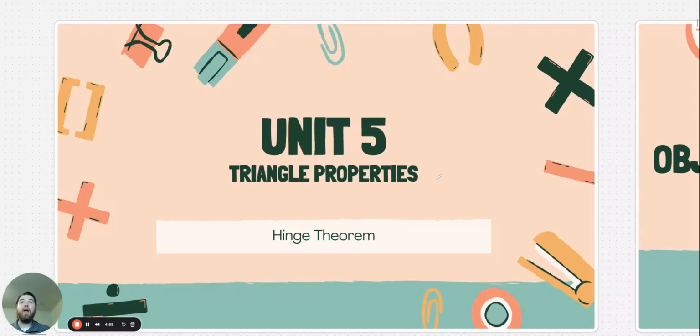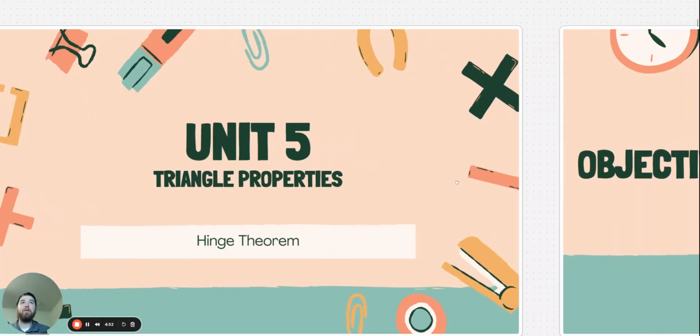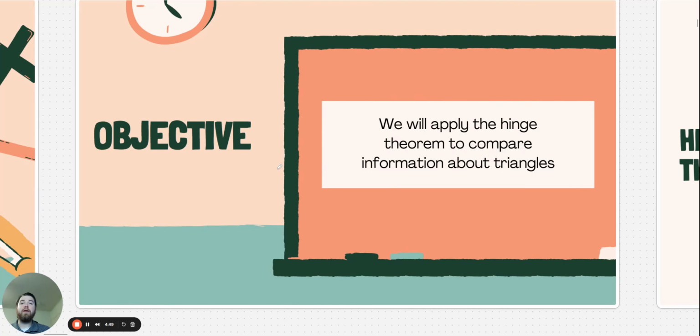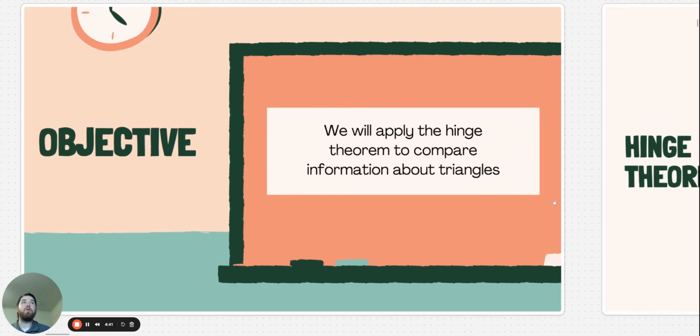Alrighty, today we are looking at the Hinge Theorem. The Hinge Theorem is a special theorem that has a lot of great applications within a triangle. Today our big thing is that we just want to be able to apply the Hinge Theorem and to be able to compare information about triangles. It's a really good thing for being able to compare and contrast what you have in a triangle.